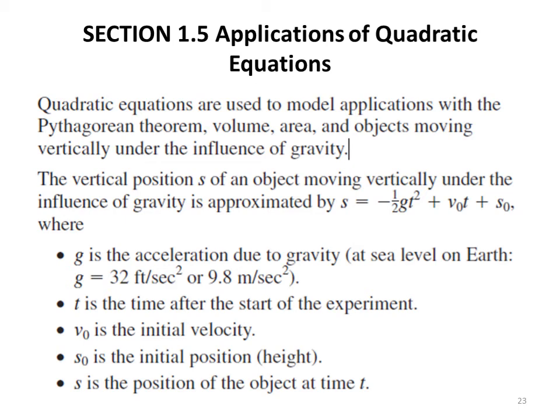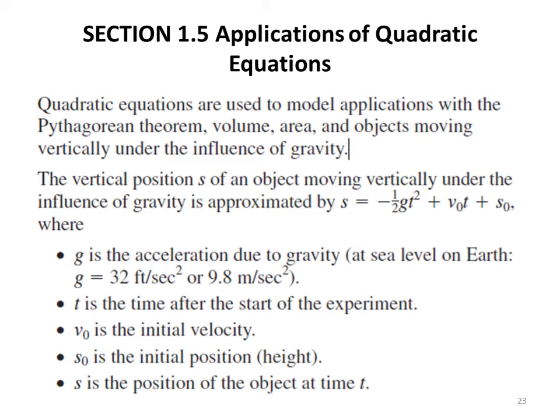These are units for the gravity. T here, the independent variable, represents the time after the start of the experiment, and after the motion starts. V0 is the initial velocity. S0 is the initial position. In this case, it will be height. And S is the position of the object at time t.